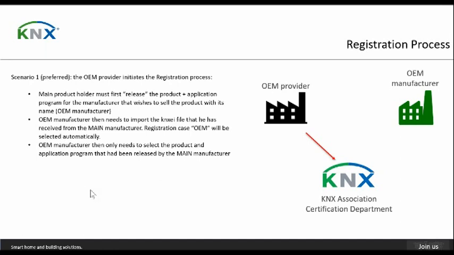So in the first scenario, the first way to register the product, it is the actual main manufacturer, the provider, who deals with the KNX Association to do this registration. So from the point of view of the OEM manufacturer, the company that wants to sell the OEM equipment with the new logo, this is easier because the company providing you the OEM equipment will deal with the KNX Association to register this under your company's name.